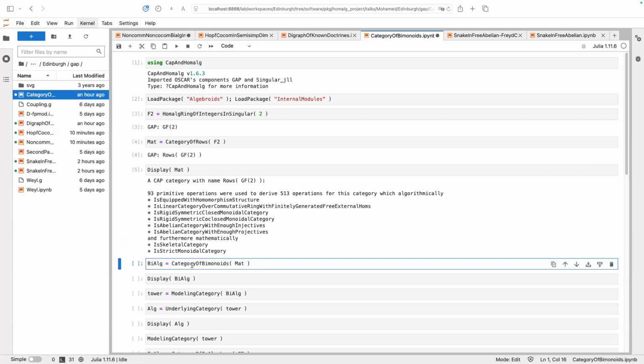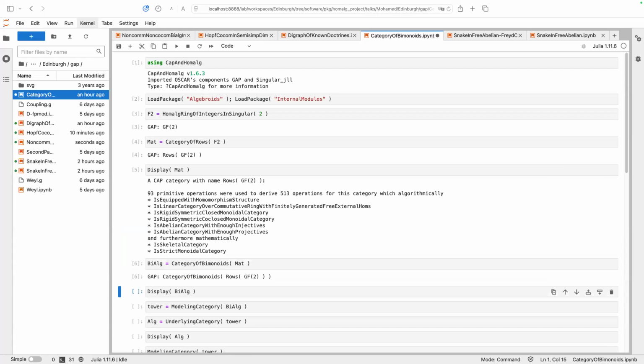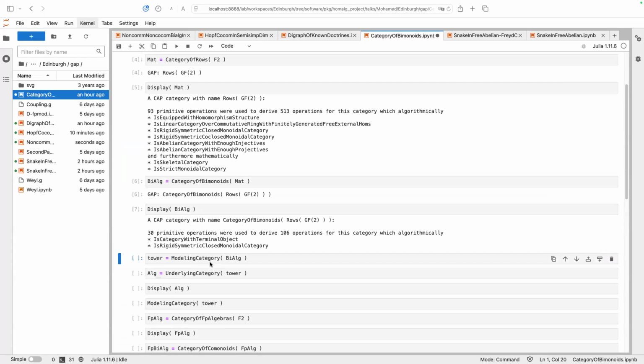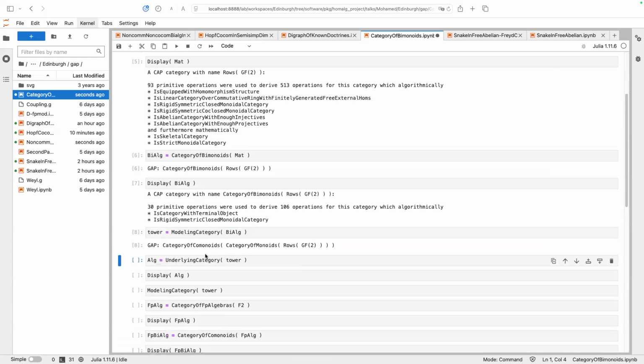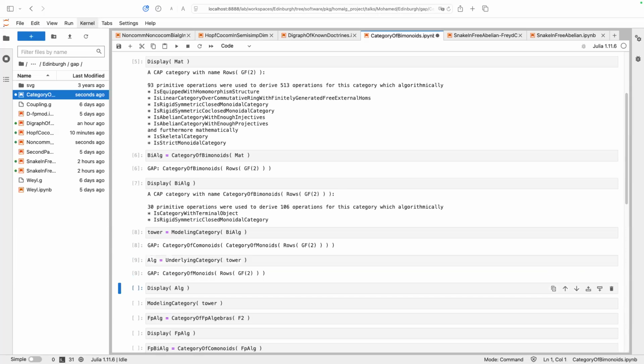So then you can go and say, I want the bi-algebra of monoids. And you can display it to see in which doctrines it lies. So it's a category with terminal object, and it's still rigid symmetric closed. And you can ask it, how are you modeled? And you see I'm modeled previously as the category of comonoids over the category of monoids. And by the way, you can also do it vice versa. This gives you another computational model, which might be helpful for certain other computations.